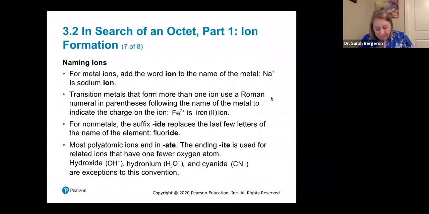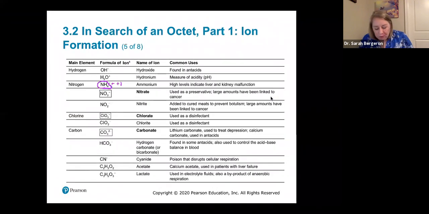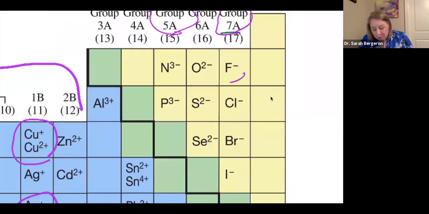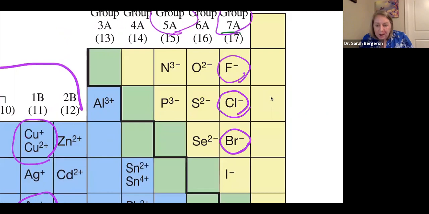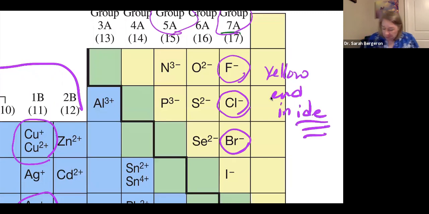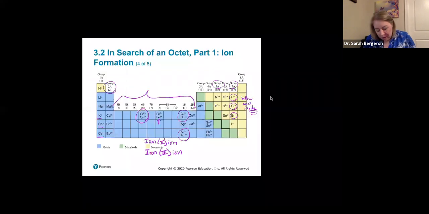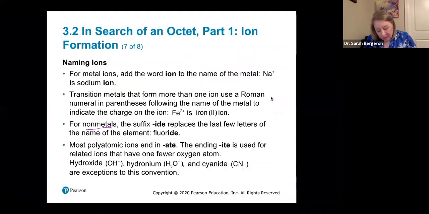Okay. And then when we talk about our nonmetals, we're going to change the end or the suffix of the word to IDE. So if we come over here, we have the fluoride ion. We have the chloride ion. We have the bromide ion. Anything that's a nonmetal, so the yellow, is going to end in IDE. Super important, IDE.